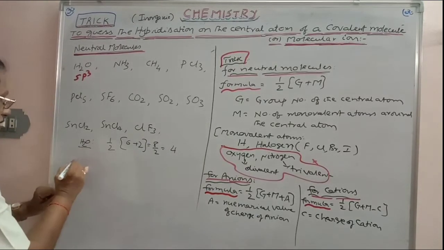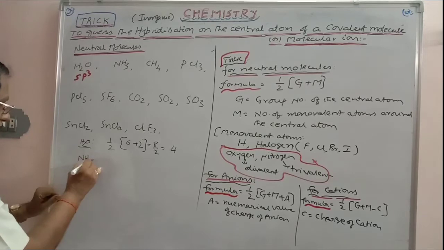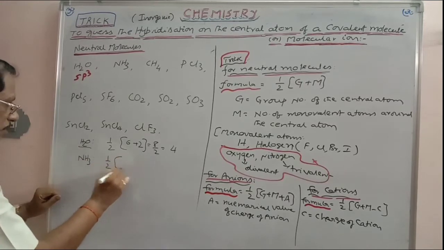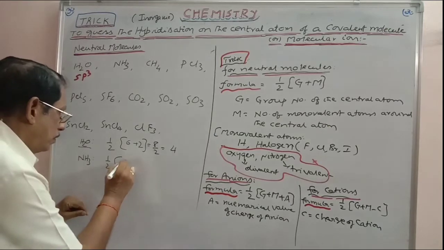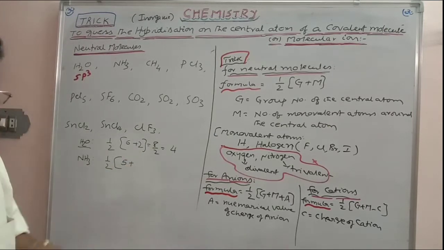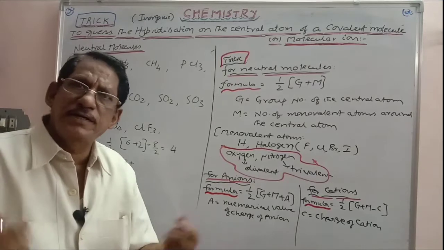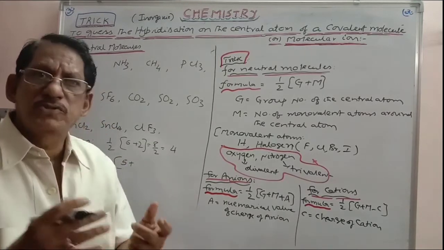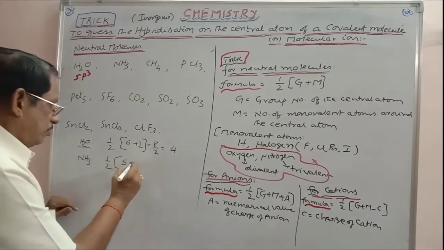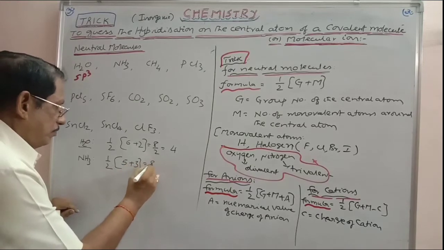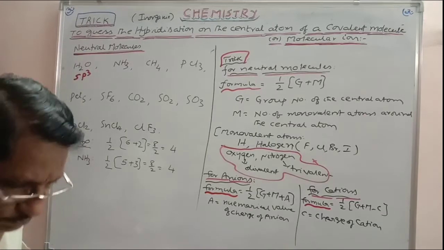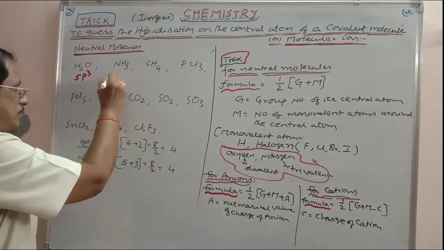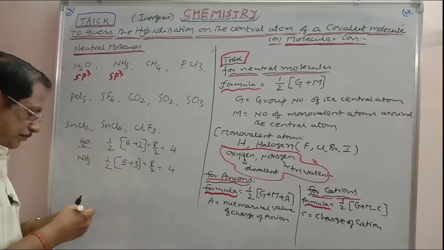Similarly, you can take here NH3. Half into, what is the group number of nitrogen? 5th group, right? Surrounding atoms are hydrogens, which are monovalent. There are 3 hydrogens, so the number of monovalent atoms is equal to 3. So 5 plus 3 is equal to 8 by 2. Once again 4. 4 means what is the hybridization? sp3, once again sp3.